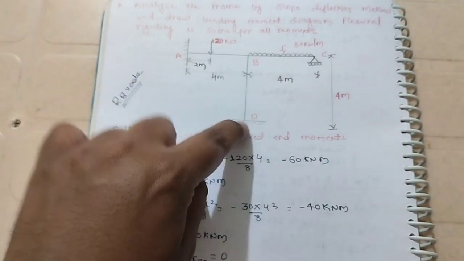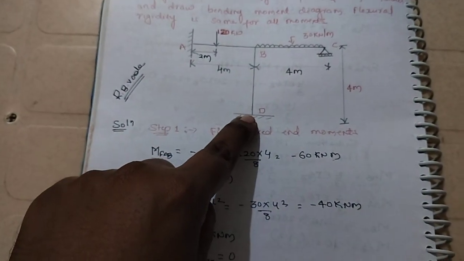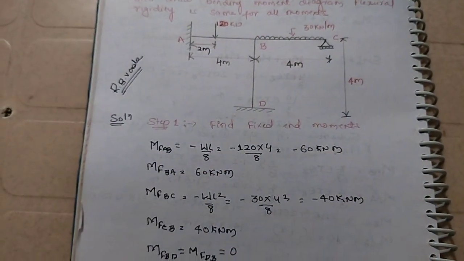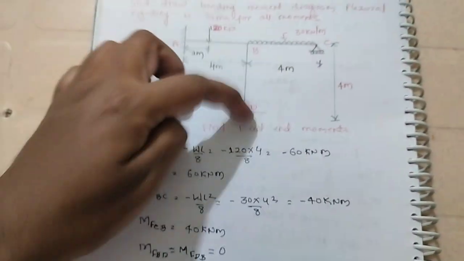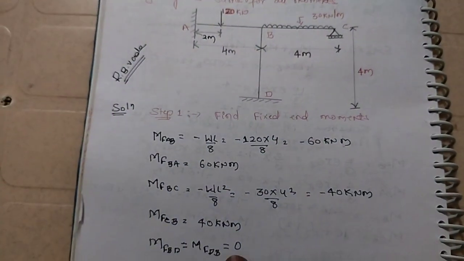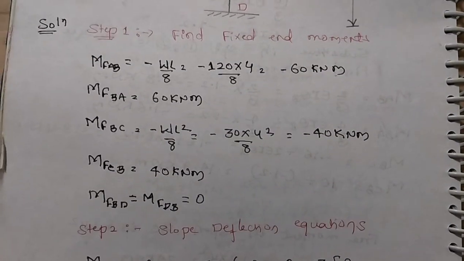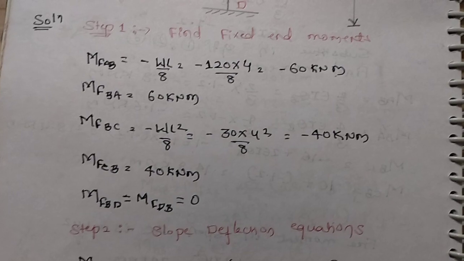Is there any load here? There is no load. So what is the value of MBD as well as MDB? That will be equal to 0. This is my step number 1. In step number 1, all the fixed end moments have been calculated. You can take a screenshot of this. Next I will go for the second step.